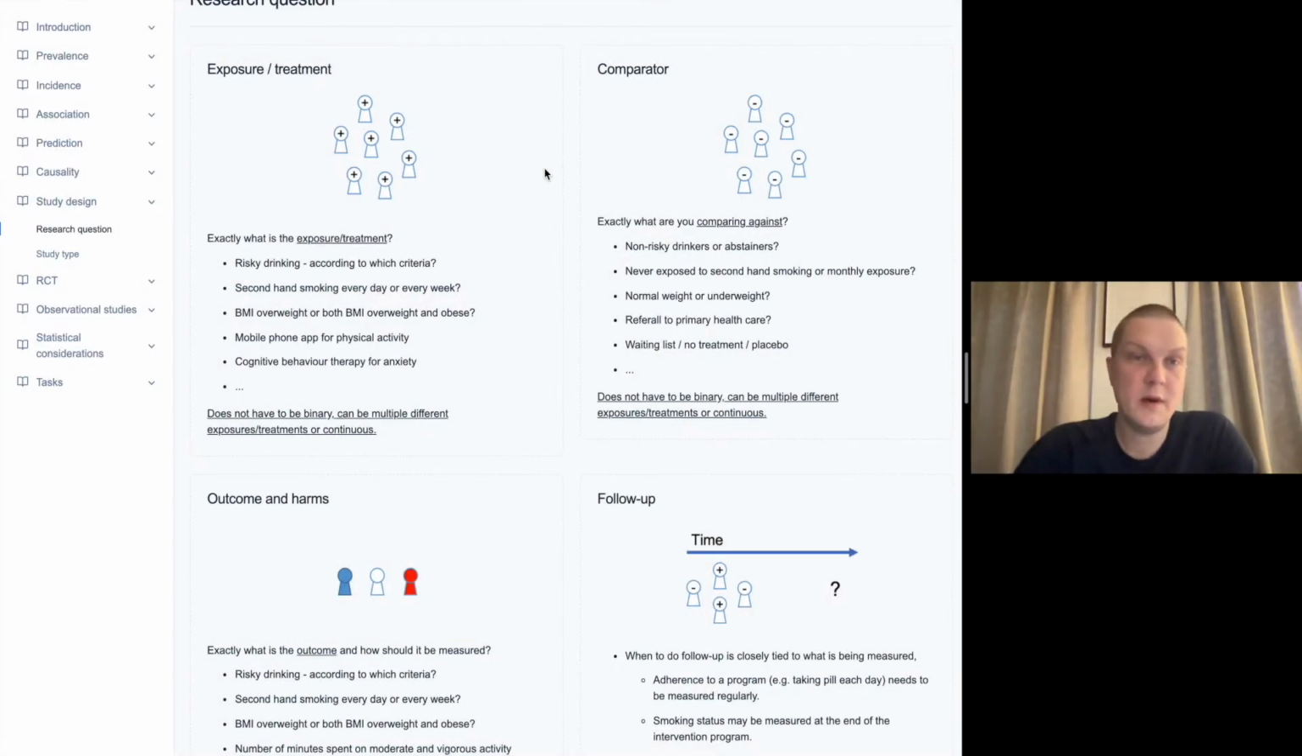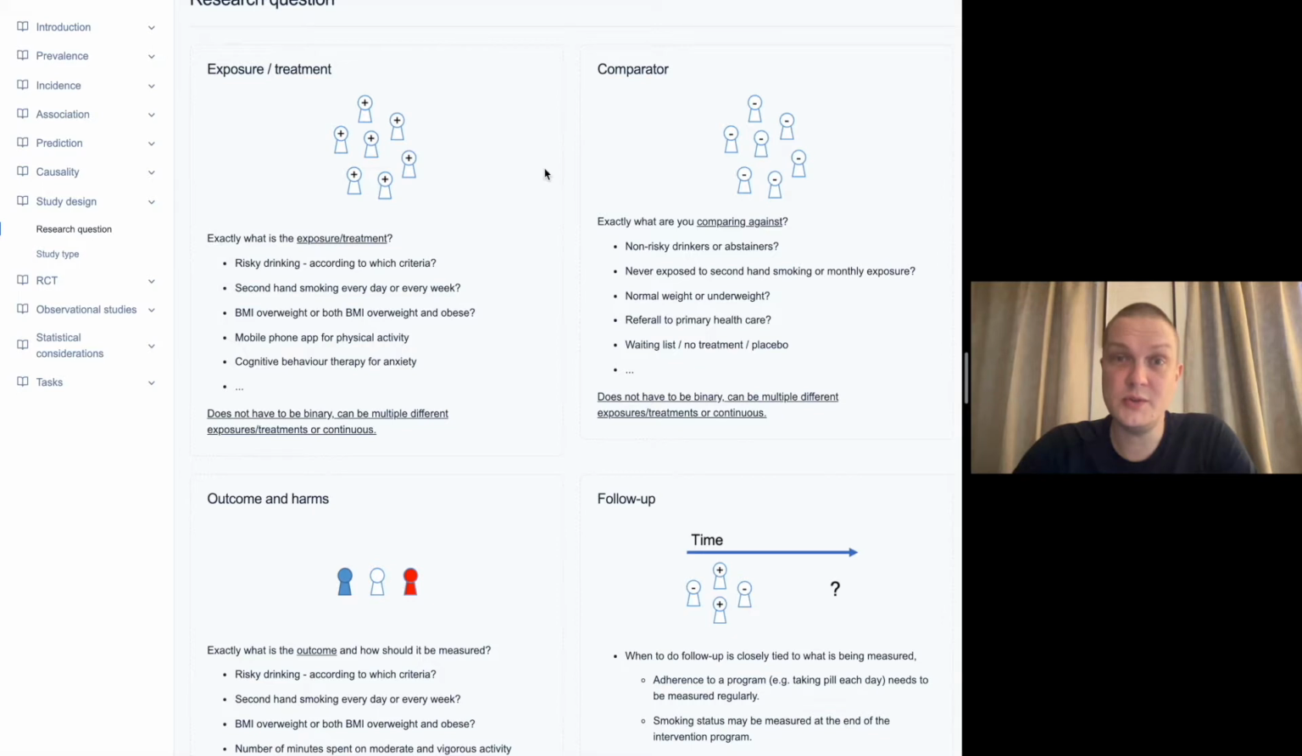So we've talked now about some different types of measurements and how to assess prevalence, incidence, associations, and prediction. We've thought about causality, but now we're going to turn a page to designing a study. We've decided that there is an association out there, or a prevalence or an incidence out there that we don't know enough about, and therefore we want to study it.